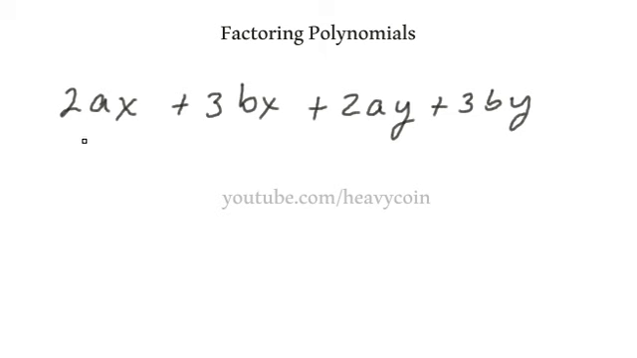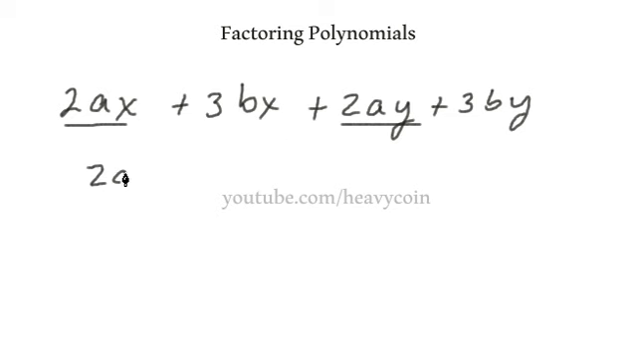So anyway, 2ax, 3bx. Okay, let's see. What can we factor out? What could we do here? An a and an x, a b and an x, an a and a y. Something's kind of fishy in this problem. Trying to figure out what it is. You know what? I believe this is called factor by grouping.